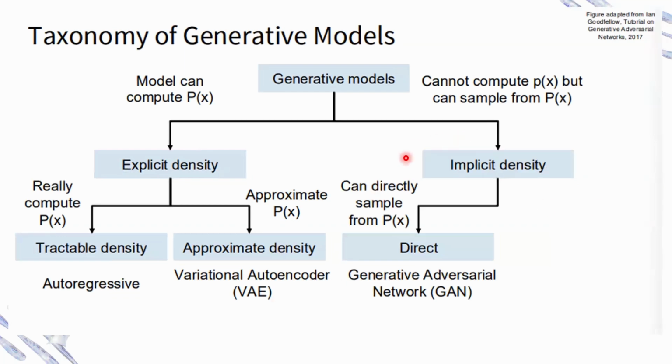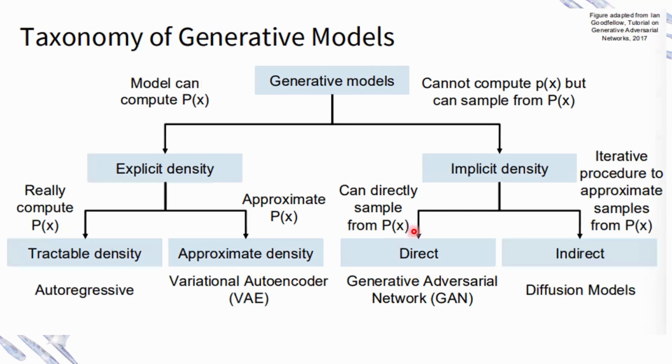And so if you go onto the right side of this family where we're doing implicit density, then we will have this one, which is we will directly sample from P of X. An example of this is generative adversarial networks. The idea is that we will try to map all of the noise into the data directly.